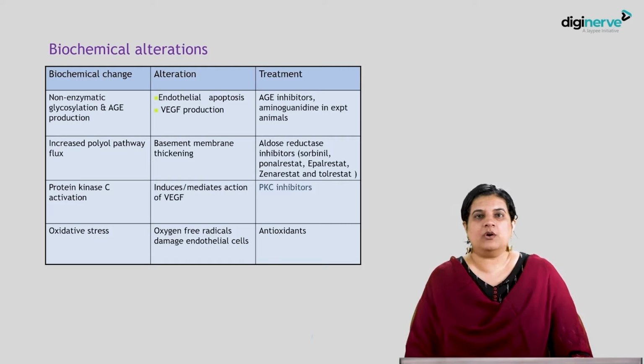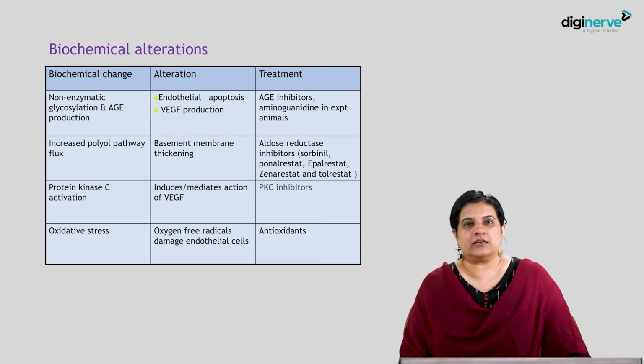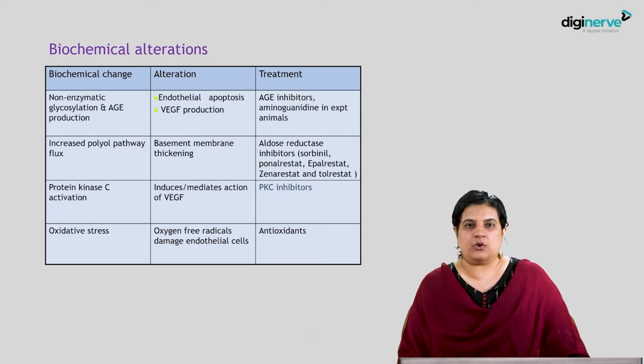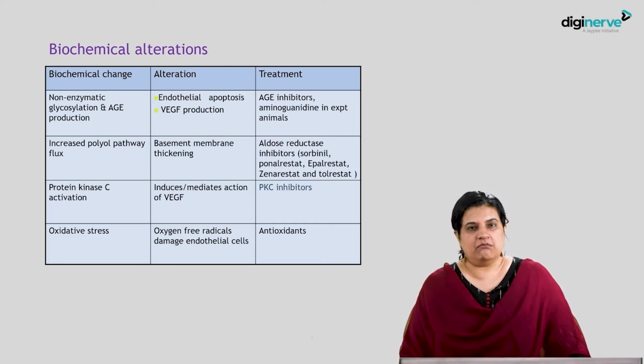So what biochemical alterations do we expect in a patient with uncontrolled blood sugars? There would be a non-enzymatic glycosylation, and advanced glycation end products, also called AGE, would be there. This would result in upregulation of VEGF production and endothelial apoptosis. So to address this, AGE inhibitors have to be given, but a lot of them are still in experimental stages. Additionally, there would be an increased polyol pathway flux, which would result in basement membrane thickening, and for this, drugs like aldose reductase inhibitors would work.